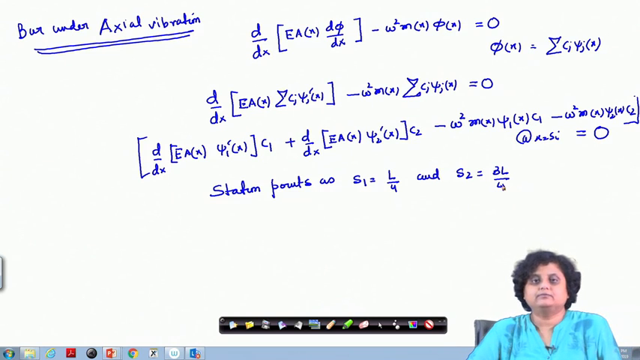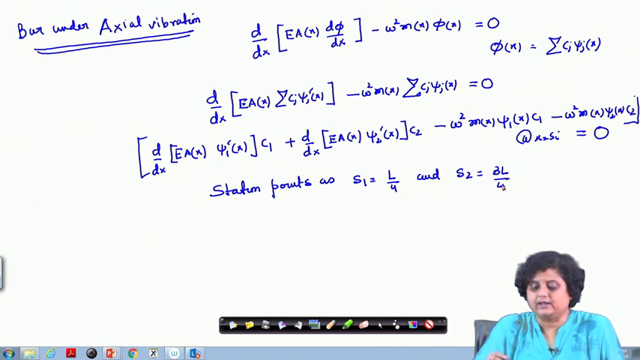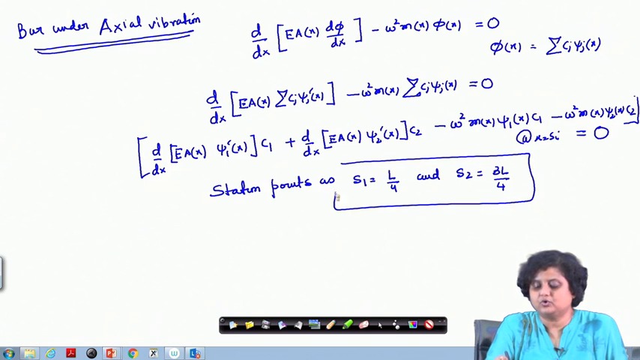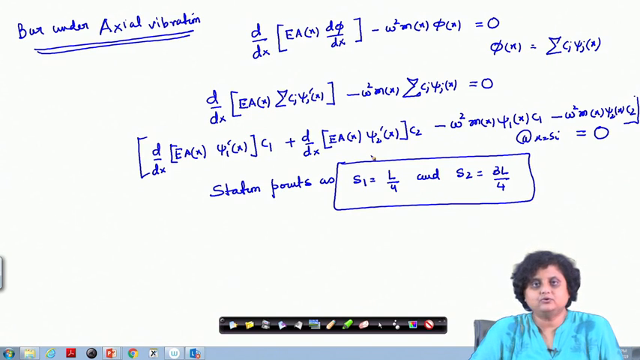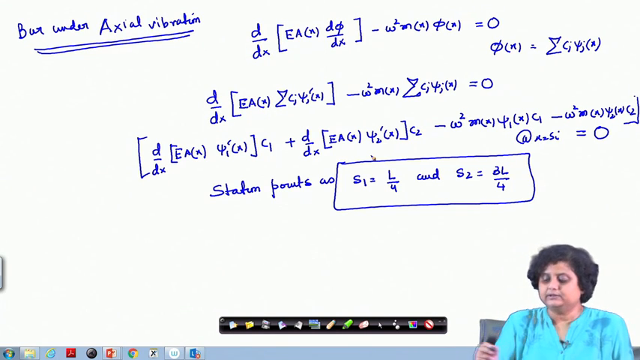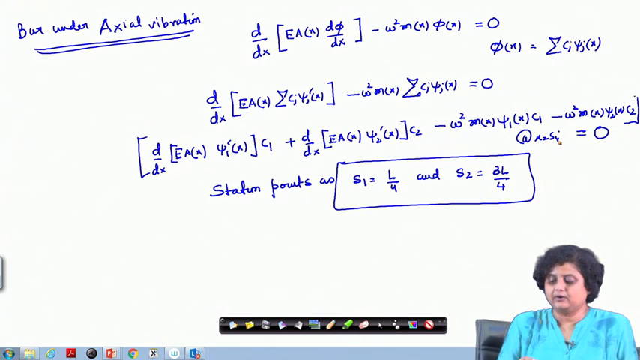The choice of the station points is arbitrary. We can choose any station point, but it should be within the boundary, not x equal to 0 or x equal to L, but somewhere in between x equal to 0 and x equal to L. We could very well have chosen S1 equal to L by 2 or S2 equal to L by 4 or whatever. Any two distinct station points should be fine. Now, at the station points these are going to be 0.